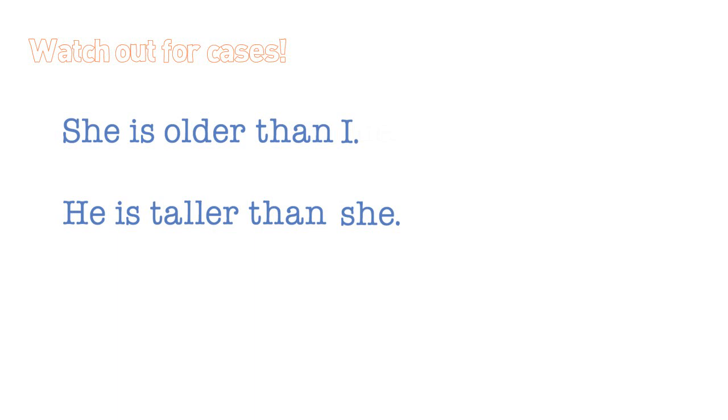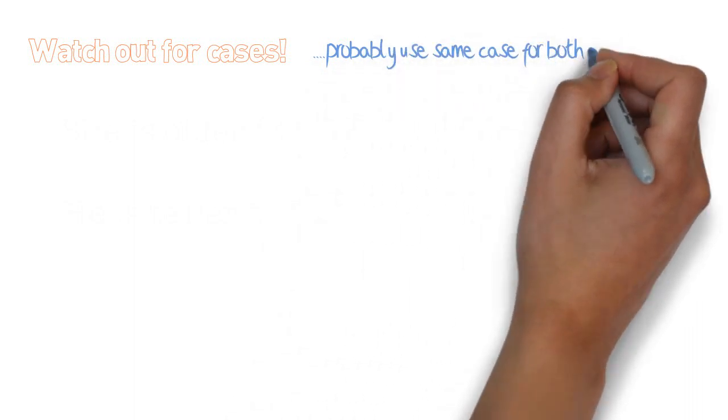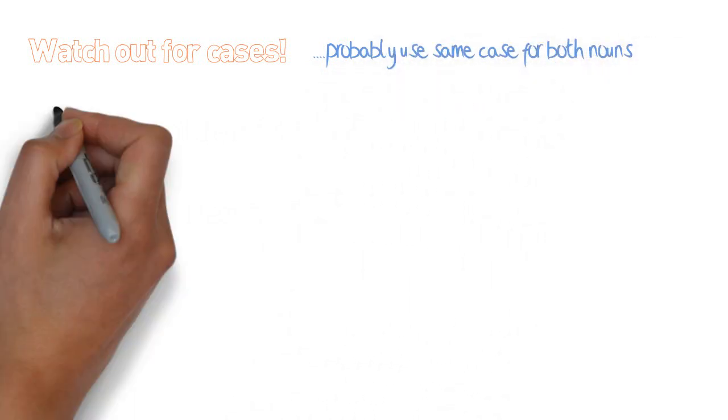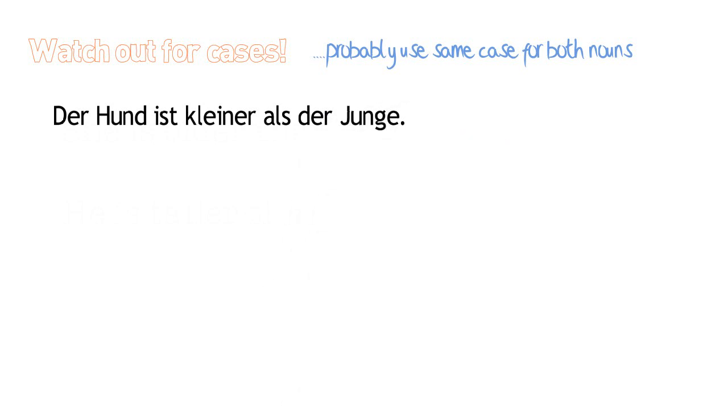When using pronouns in comparisons, you need to get their cases right. As a general rule, the two nouns being compared should probably be in the same case. So if you said, Der Hund ist kleiner als der Junge, both nouns should be in the nominative case because they're sharing the verb ist.